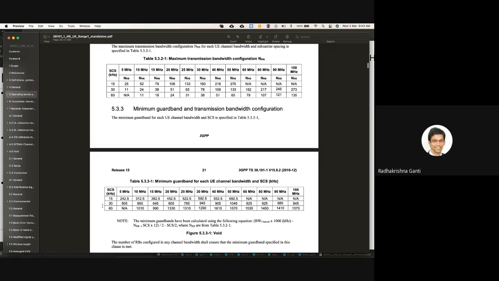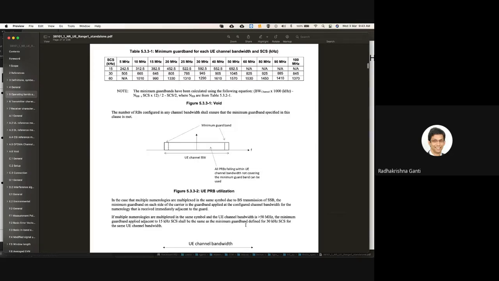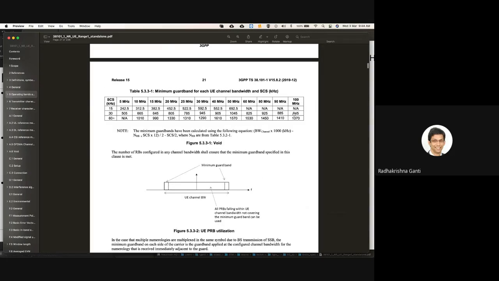So it says 30 kilohertz. Minimum guard band and transmission bandwidth configuration. Okay, so it's about 845 kilohertz. I don't know whether it is on both sides or one side. It's on both sides. Okay, 845 kilohertz.